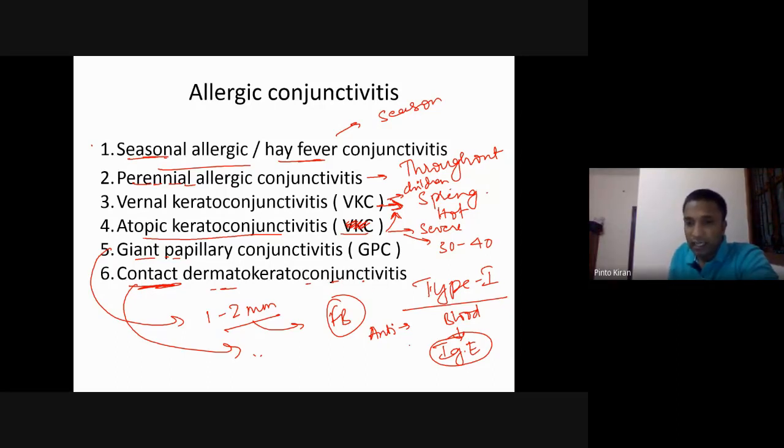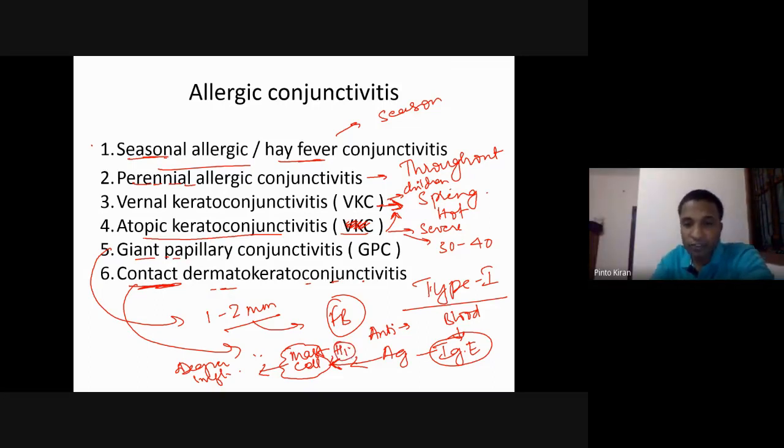And this IgE antigen complex goes and stimulates the mast cells. This mast cell will degranulate and release all the inflammatory agents. So how did it get attached? Through H1 receptors, histaminic receptors.